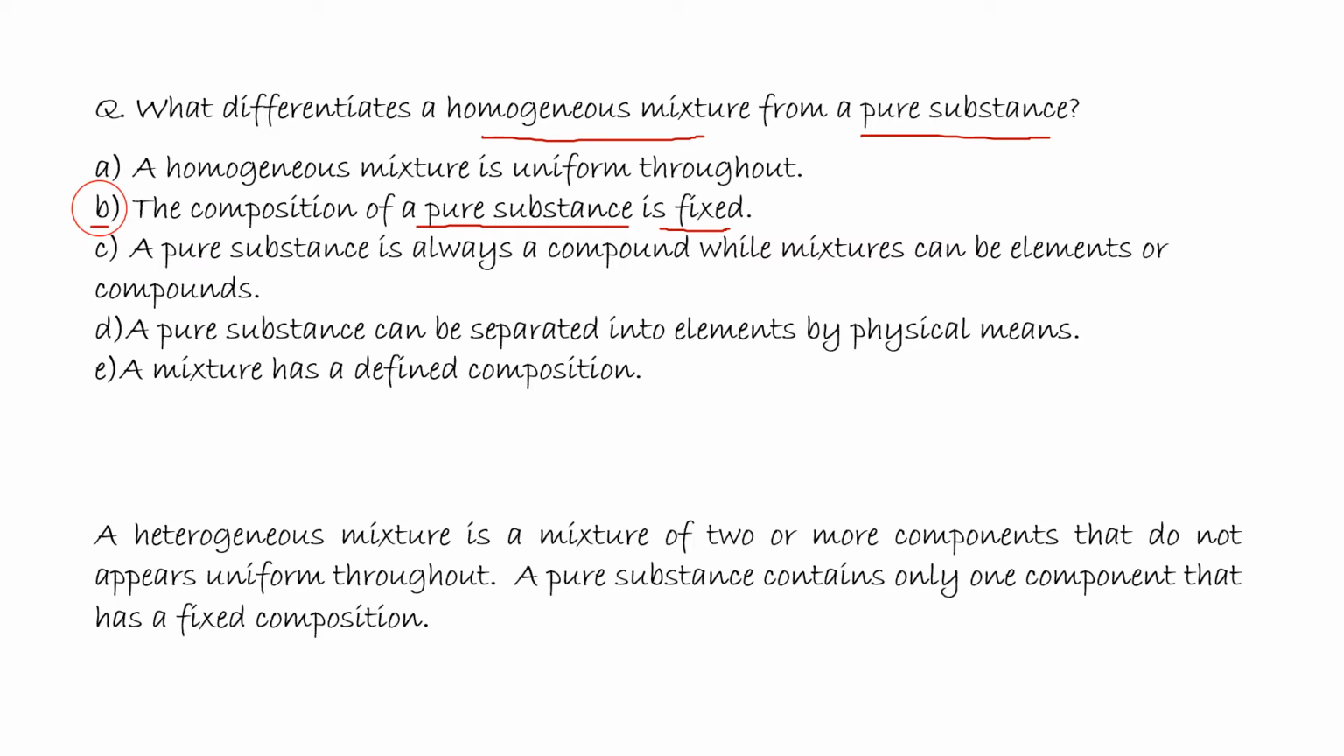The composition of a pure substance is fixed, while in a mixture you can change the concentration of A and B. A heterogeneous mixture is a mixture of two or more components that do not appear uniform throughout. A pure substance contains only one component that has a fixed composition. The answer is B.